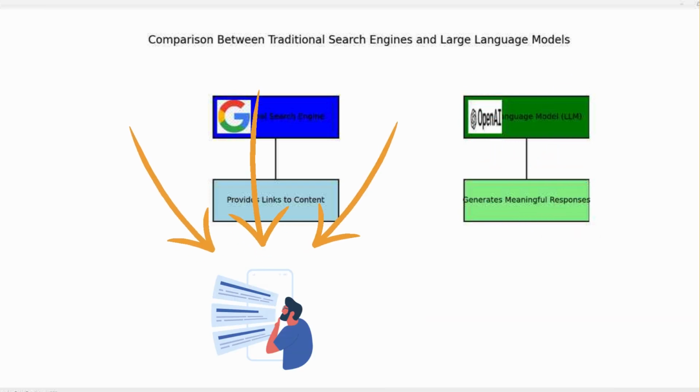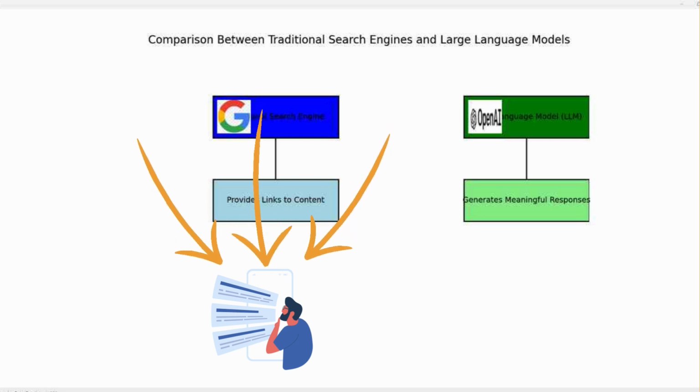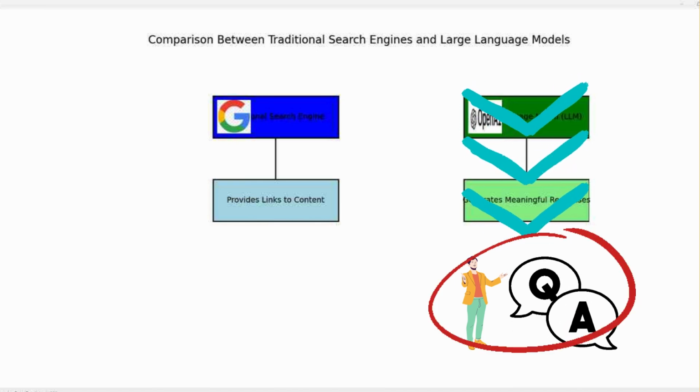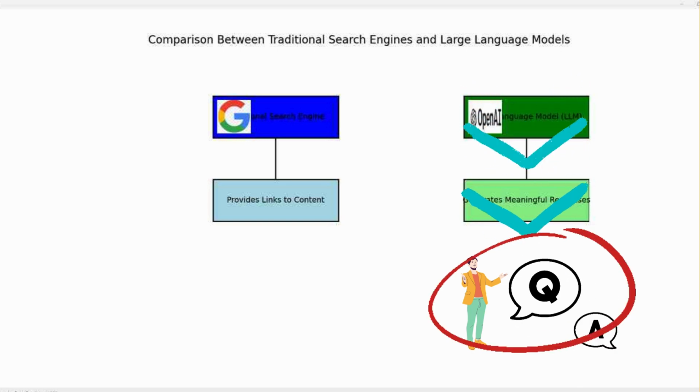Consider a real-life example. If you use a search engine to ask a question, you would get links to articles, blog posts, or videos. You would need to open those links, read through the content, and find the answer yourself. In contrast, with an LLM, you can ask the same question, and the AI will generate a detailed, specific answer, directly responding to your query.